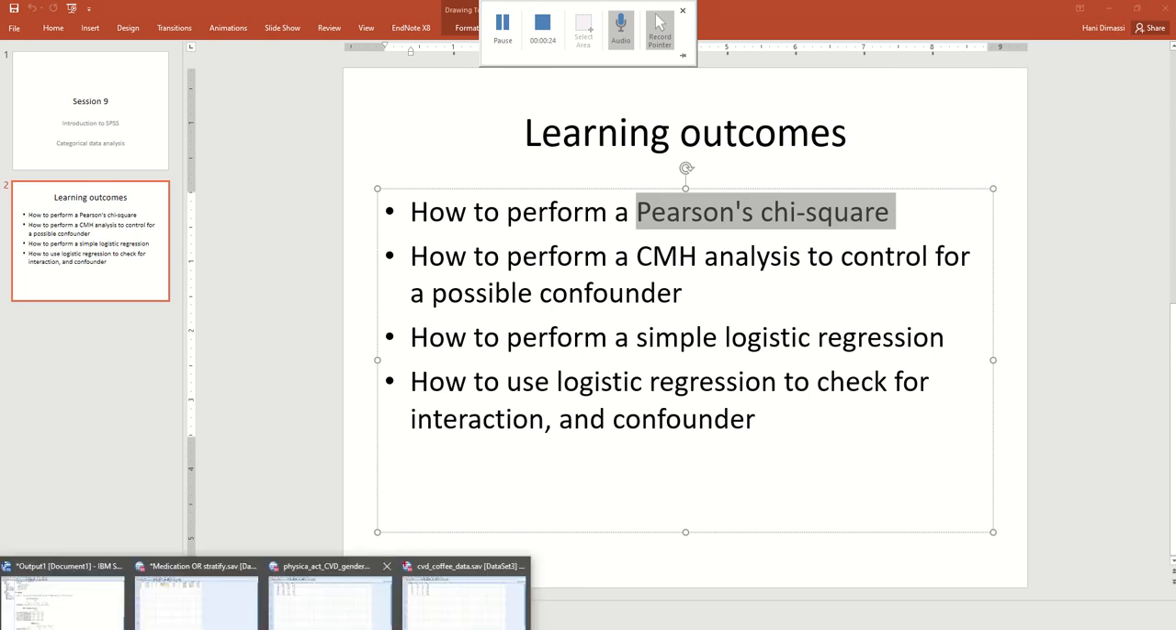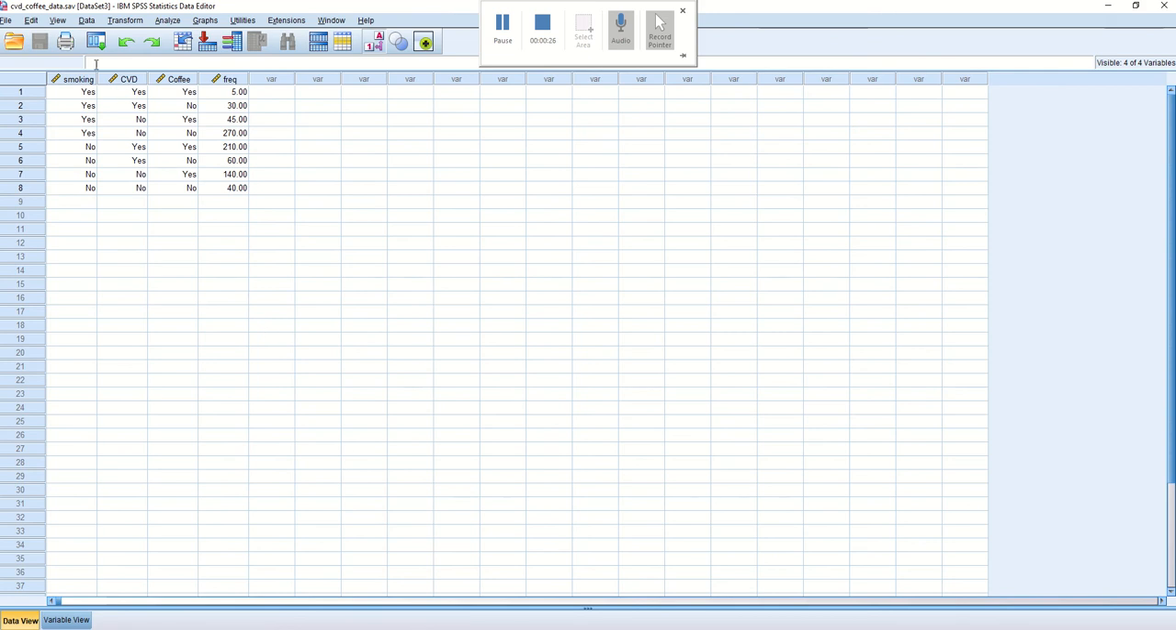So I have a data set that is named CVD coffee data, and I have been using this data set on many occasions to explain the concept of confounding. But for now, just don't worry about the idea. We'll come back to that in a minute. Basically, let's first investigate how the data looks.